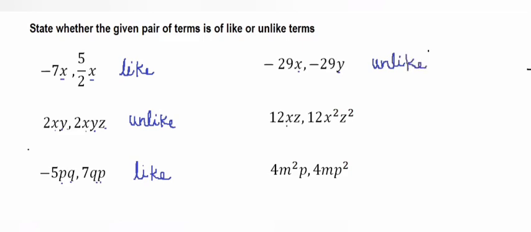Here you have x, but here you have x square. So x and x square are different. Here z and z square, they are also different. So these are again unlike terms. Now m square, but here you have m. Here p is there and p square is there. They are different. So again these are unlike terms.